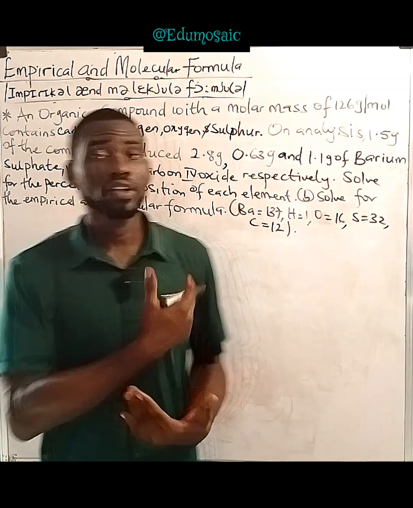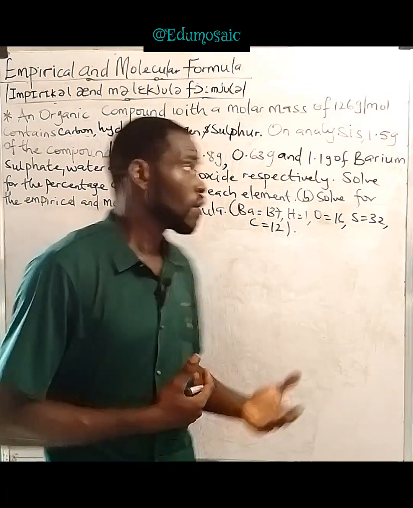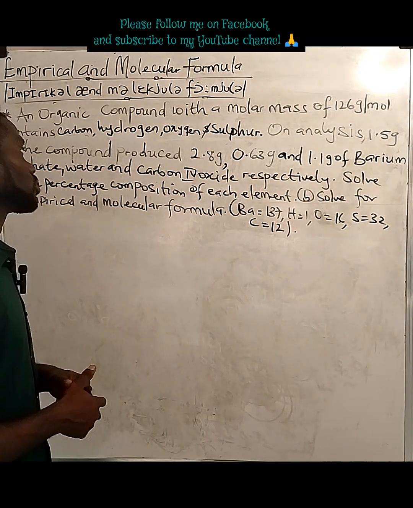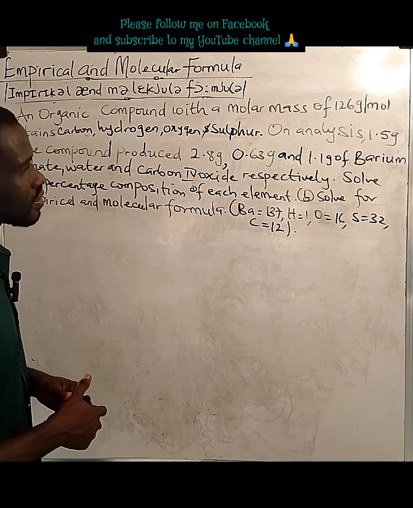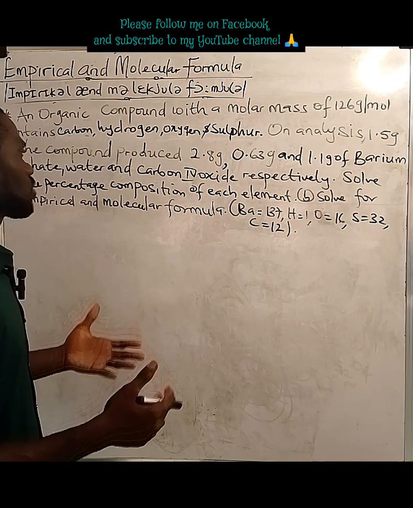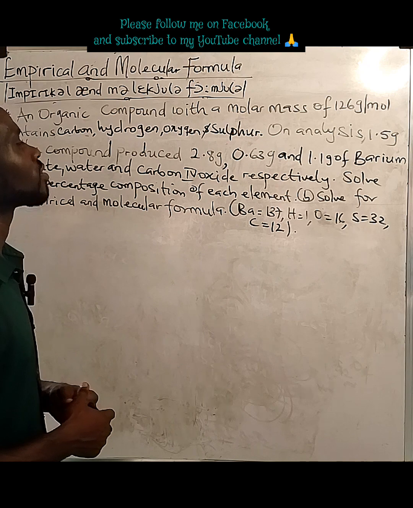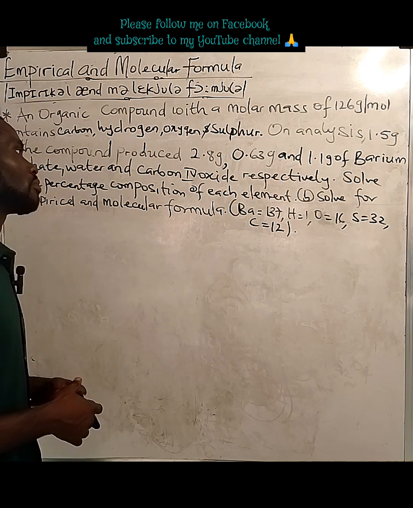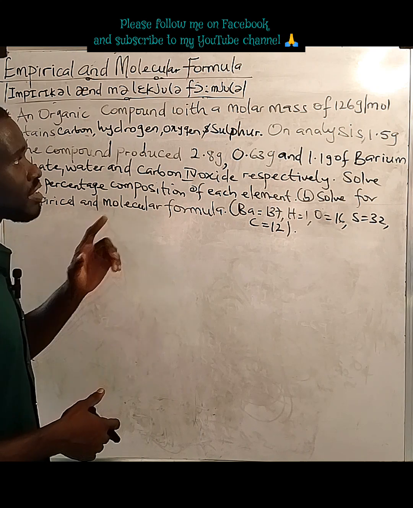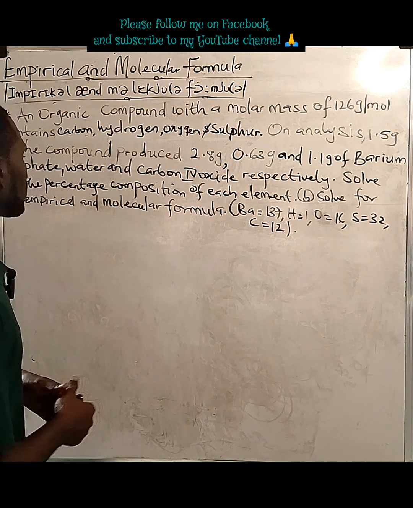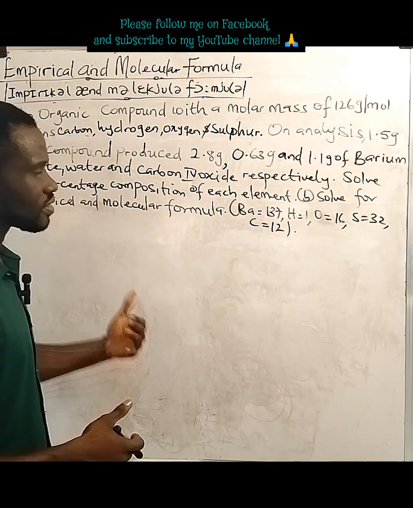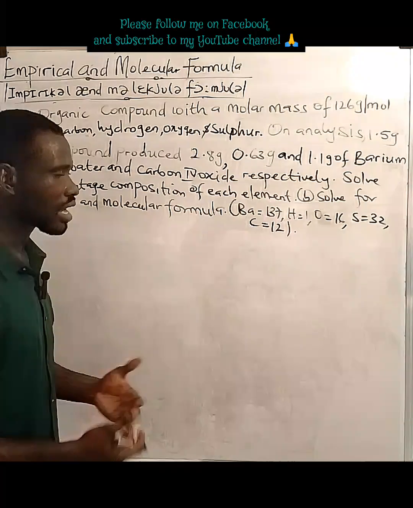Okay guys, here was the last question we were given as a take-home in our previous lesson. An organic compound with a molar mass of 126 grams per mole contains carbon, hydrogen, oxygen, and sulfur. On analysis, 1.5 gram of this very compound produced 2.8 gram, 0.63 gram, and 1.1 gram of barium sulfate, water, and carbon dioxide respectively. Now solve for the percentage composition of each element that makes up this compound, and also solve for the empirical and molecular formula. Barium is 137, hydrogen is 1, oxygen is 16, sulfur is 32, carbon is 12.